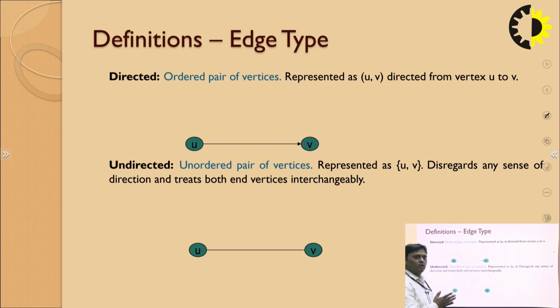There are various terminologies used in graphs. First one is directed and undirected. Directed means there is a direction shown between two vertices, the edge has a direction from U to V. And in undirected, there is no direction between two vertices and the edge has no direction. If we put a direction, then it becomes directed.